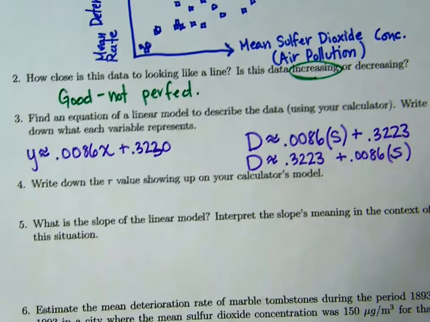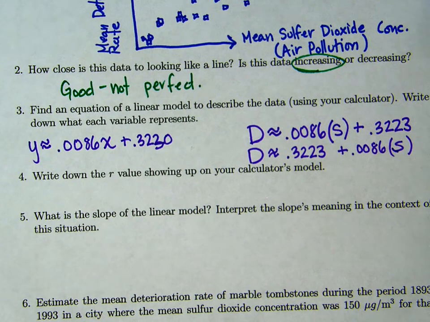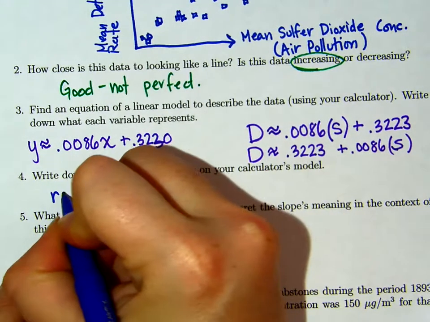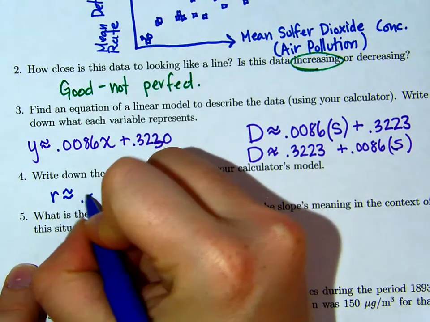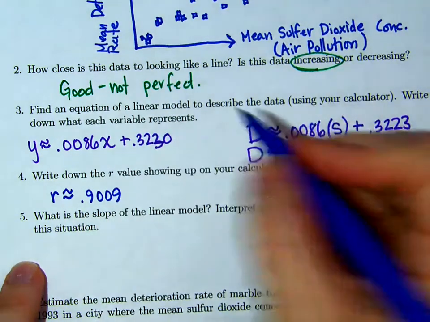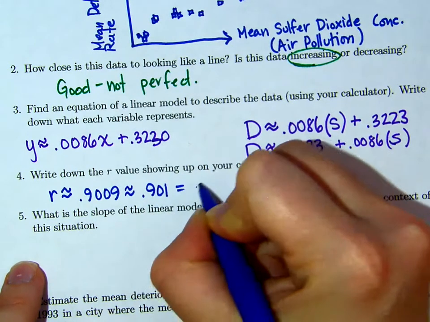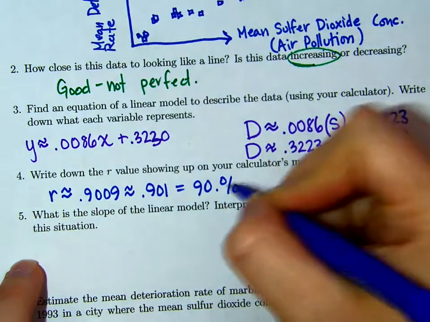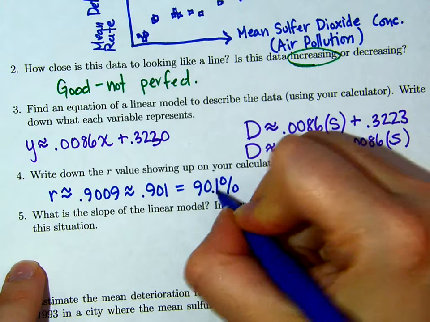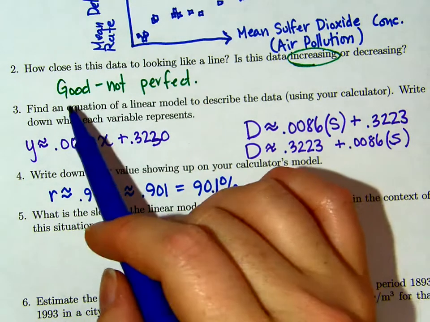Okay, write down the R value showing up. Yes, I will. Let's see, R is approximately 0.9009, or that's approximately 0.901, which is 90.1%. Whoopsie, I said 0.1, but I forgot to write the 1. And there you have it. Good, not perfect.